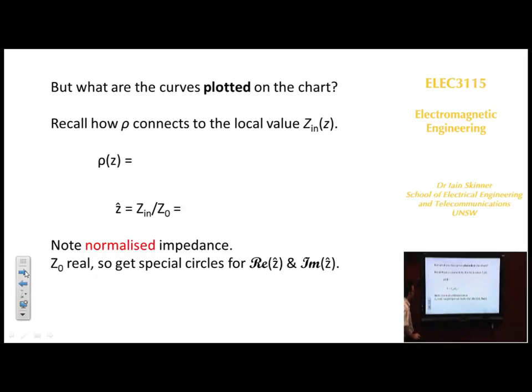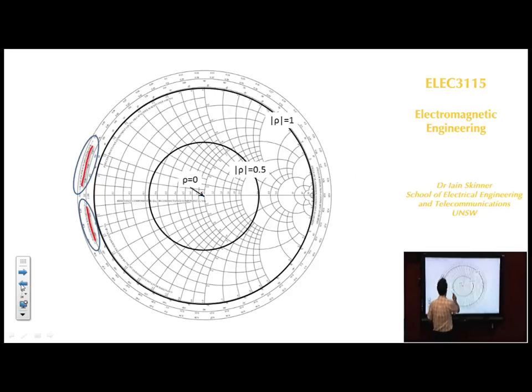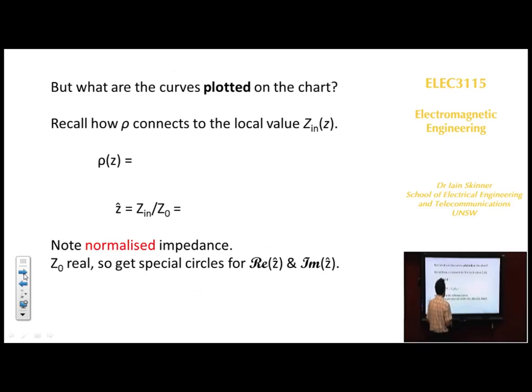Now we move to impedances, and this is where it gets slightly trickier. What are we actually plotting on the Smith chart? Because when you look at your Smith chart, you have all these other circles. This one here, and this bit here, and so on. What are those other circles?